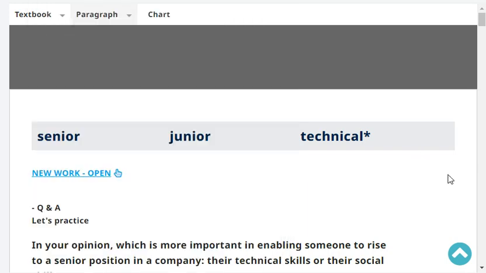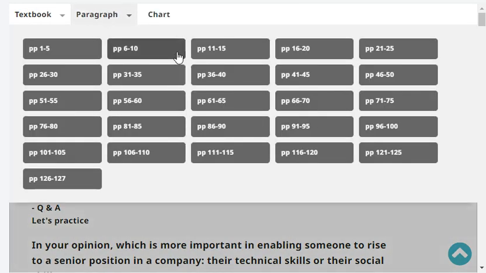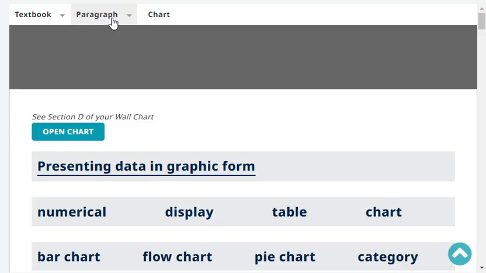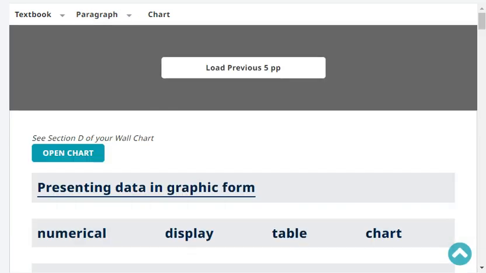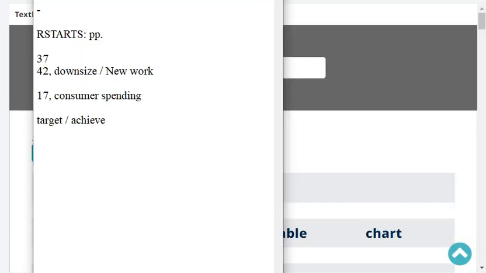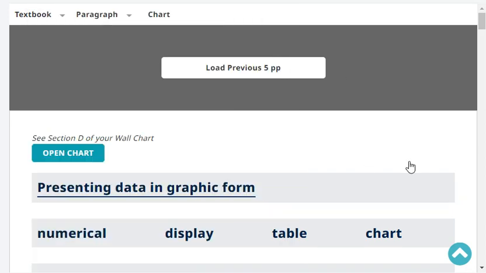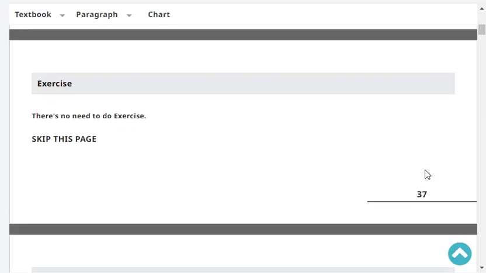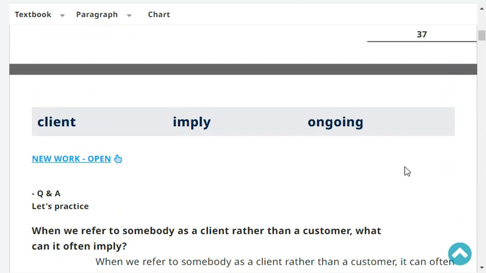We are now at page 42. Last headword was downsize, new work type of lesson. So let's start with our revision. Okay, let me just scroll down. Okay, here we go. First question.